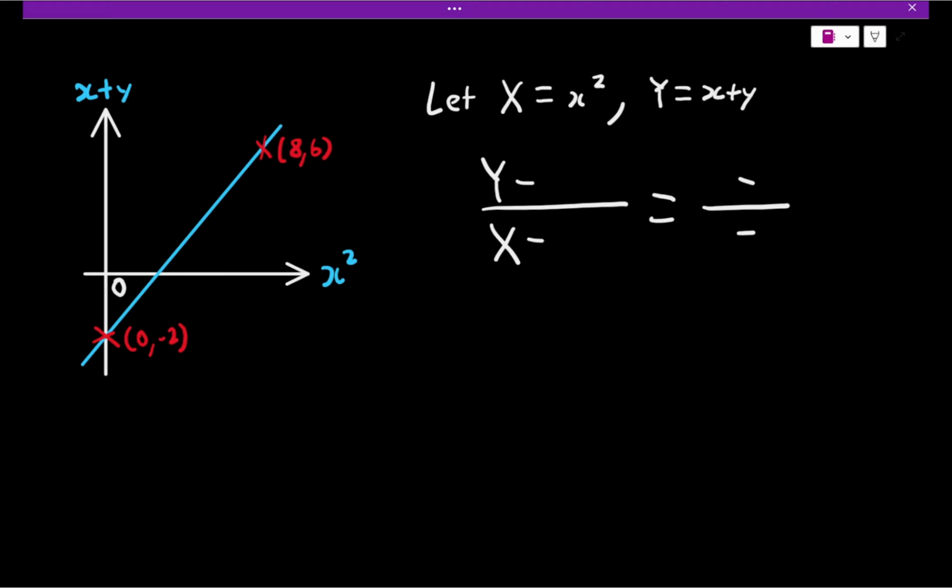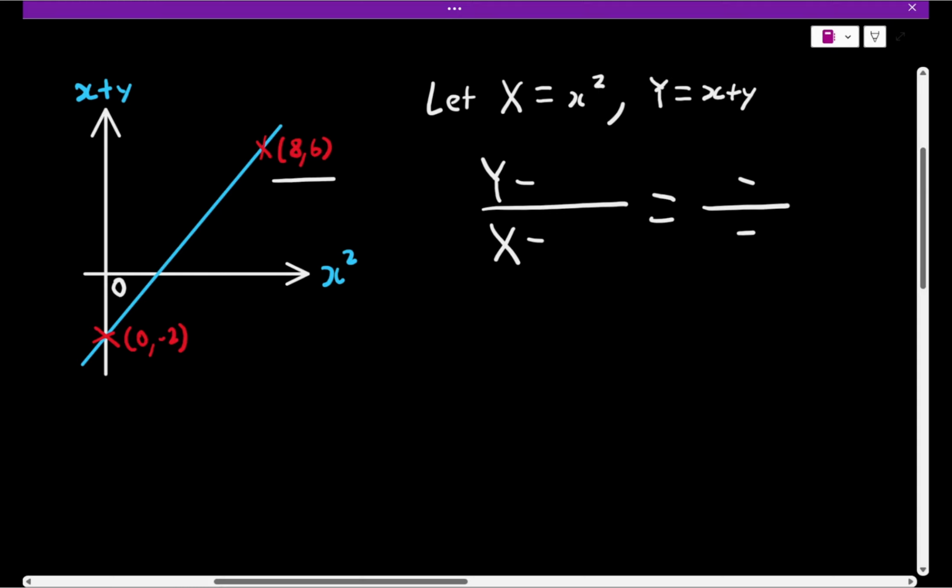So let's choose this point to be on the left hand side. So Y minus 6, because we want a difference in y coordinates, over X minus 8. Wait, actually, let me use a different color. Y minus 6 over X minus 8. So next we have 6, and then here is going to be -2. Now 8 and 0.